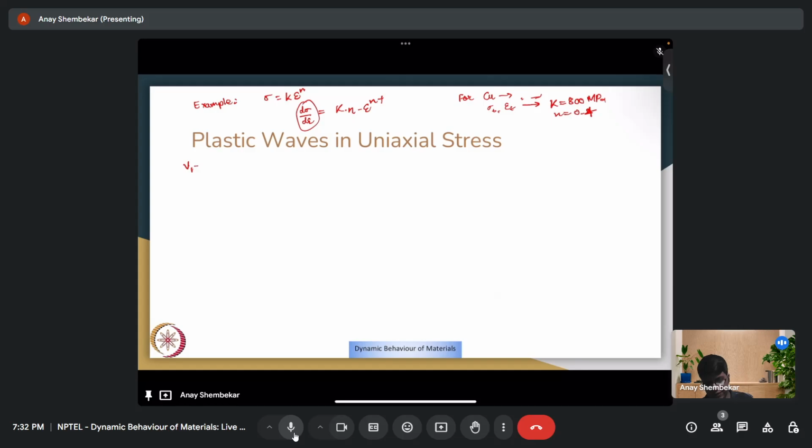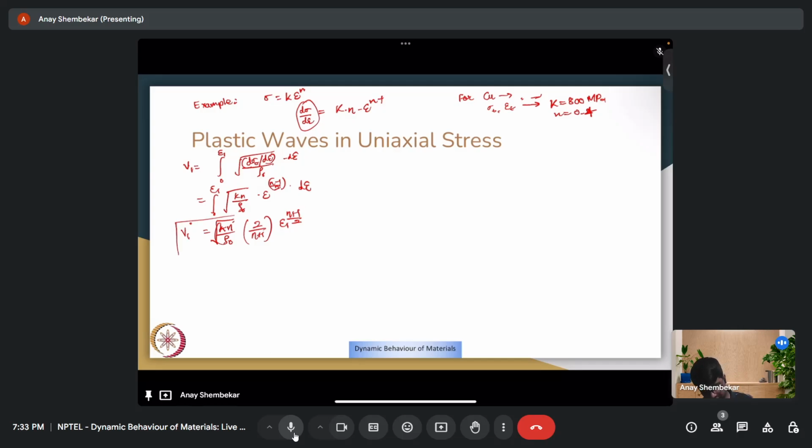So v1 is the integral from 0 to epsilon 1 of the square root of (d sigma naught by d epsilon) by rho naught, d epsilon, which is the integral from 0 to epsilon 1 of the square root of kn by rho naught, epsilon raised to (n minus 1) by 2, d epsilon, which is square root of kn by rho naught times 2 by (n plus 1), epsilon 1 raised to (n plus 1) by 2. That is v1.